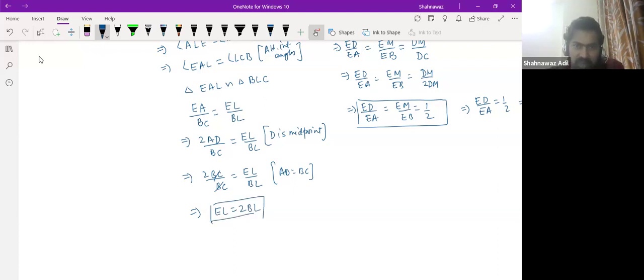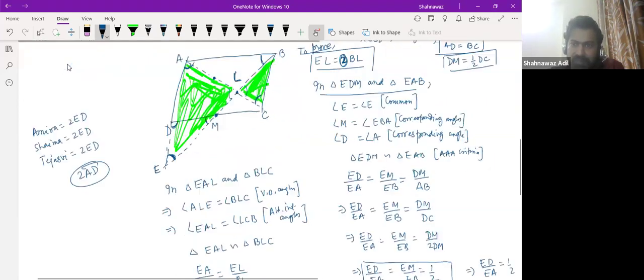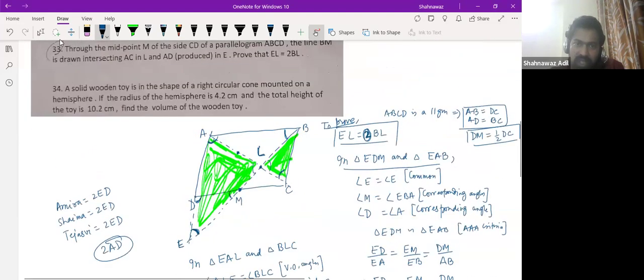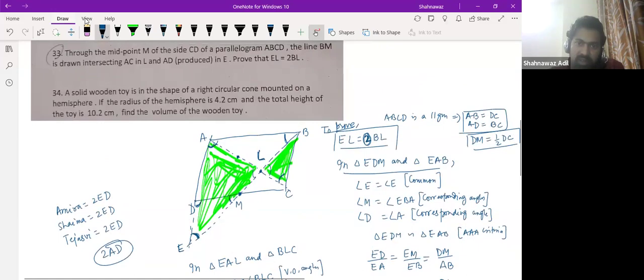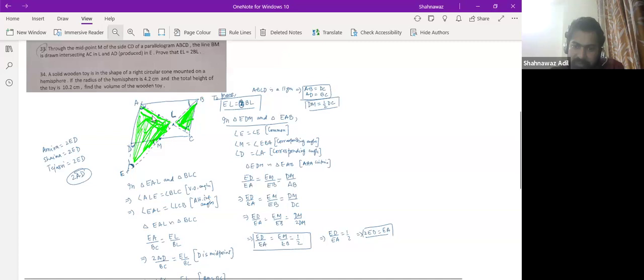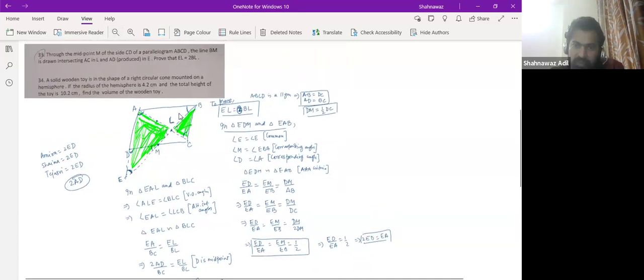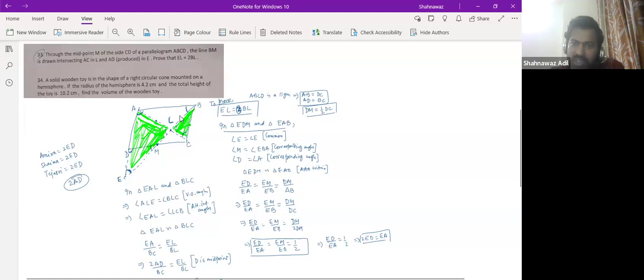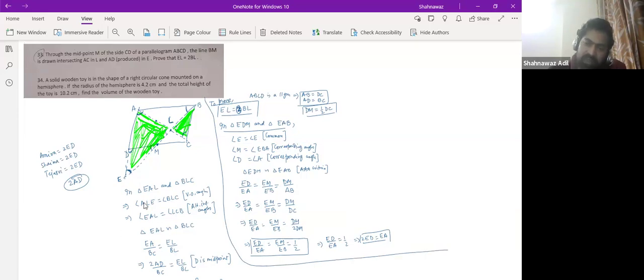This came in your pre-board, Shaima. Yes, this came in pre-boards. So what were they trying to achieve in here, right? They gave these tough questions. Okay, did you guys understand these parts? Is it clear?